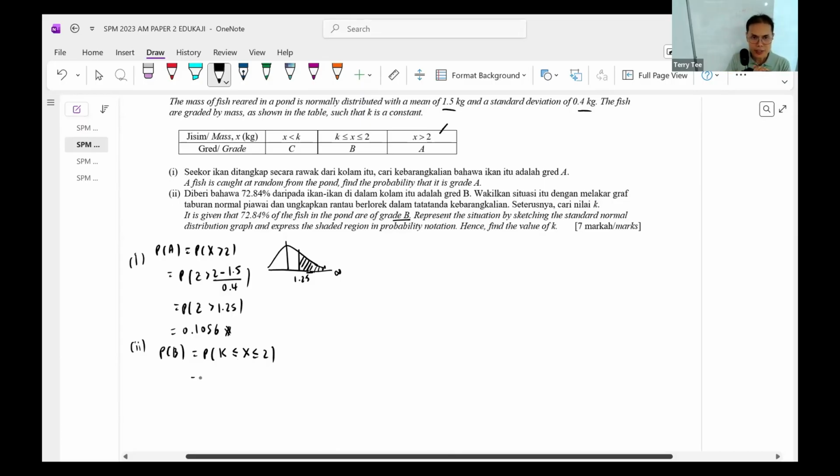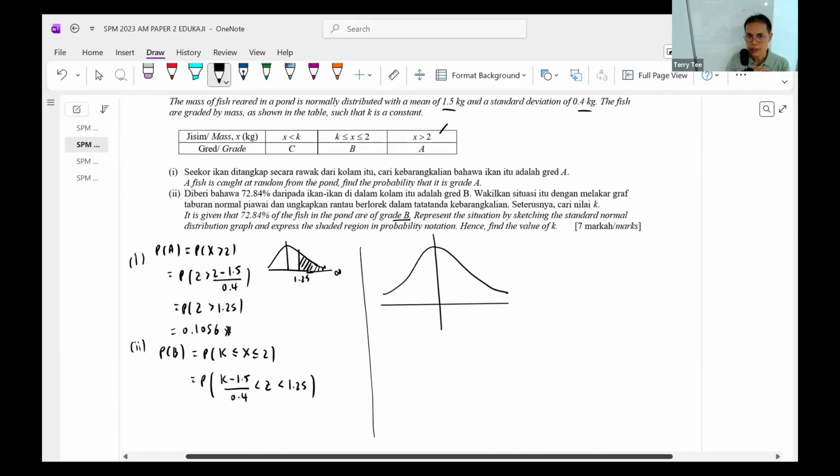So I need to standardize this first. You need to minus your mean, divide by your standard deviation. Now, this 2 no need to count anymore. Why? Just now I standardized my x to z, right? My z value is 1.25. So I need to represent this. I draw bigger, like this. Okay, so let's draw accurately. I draw nicely. So the graph looks like this.